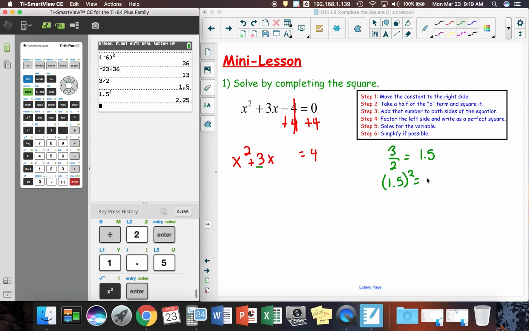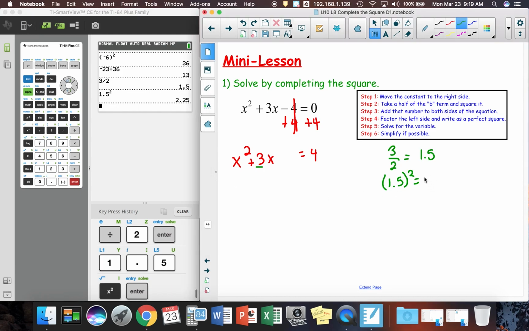Okay, it's okay that it's a decimal. We're still going to work with that. 2.25 is going to be our answer. So we're going to add that to both sides here. Plus 2.25, and over here, plus 2.25.